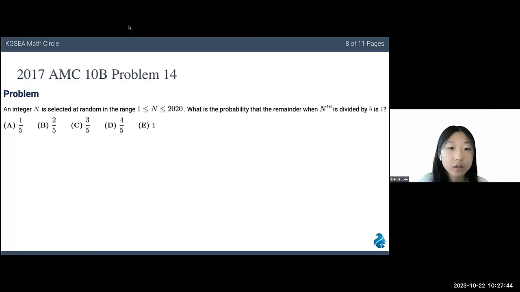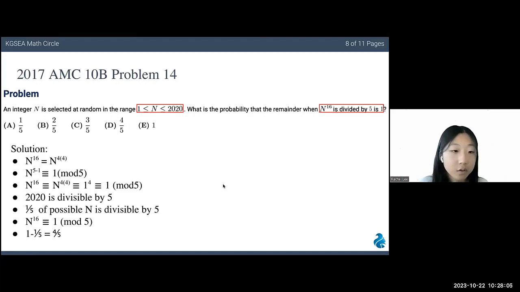So the question that I have is from AMC 10, problem 14. It reads, an integer n is selected at random in the range of 1 to 2020. What is the probability that the remainder when n to the power of 16 is divided by 5 is 1? I'll just go over the solution.